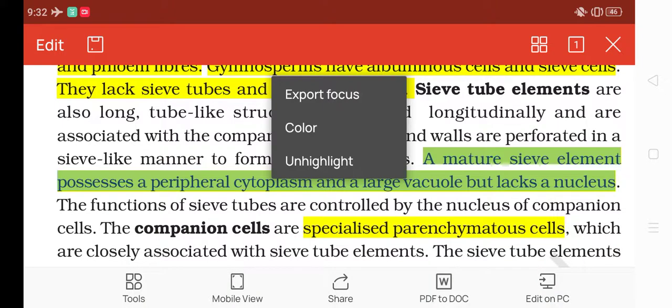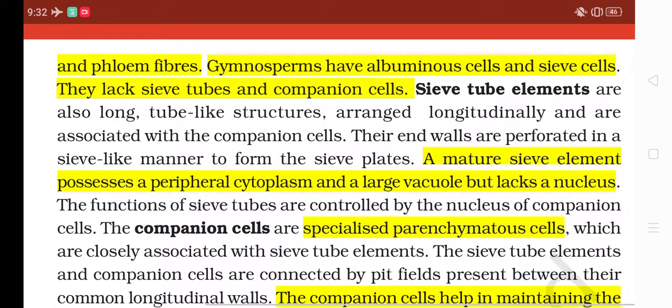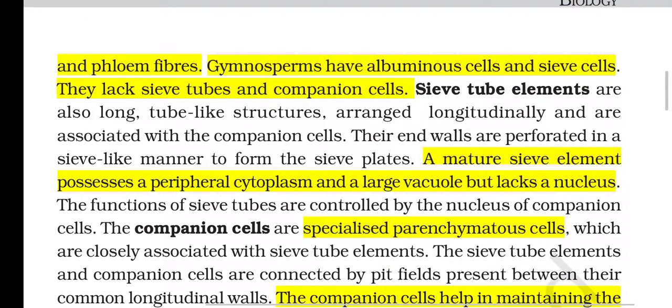Sieve tube elements are also long tube-like structures arranged longitudinally and are associated with the companion cells. Their end walls are perforated in a sieve-like manner to form the sieve plates. A mature sieve element possesses a peripheral cytoplasm and a large vacuole but lacks a nucleus. The functions of sieve tubes are controlled by the nucleus of companion cells.